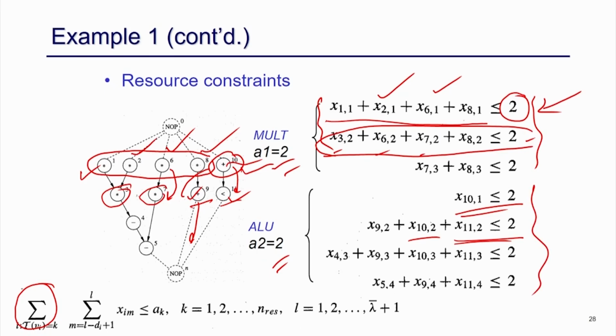So, how many constraints will be here? For each multiplier, for each time step, I have a constraint. So, there are lambda plus 1 time steps for the multiplier. So, this is the number of constraints for the multiplier, and lambda plus 1 constraints for the adder. This is the number of resource constraints we will get.